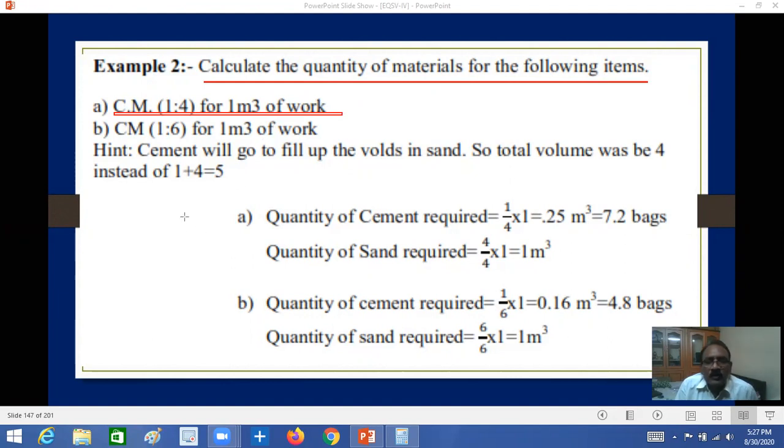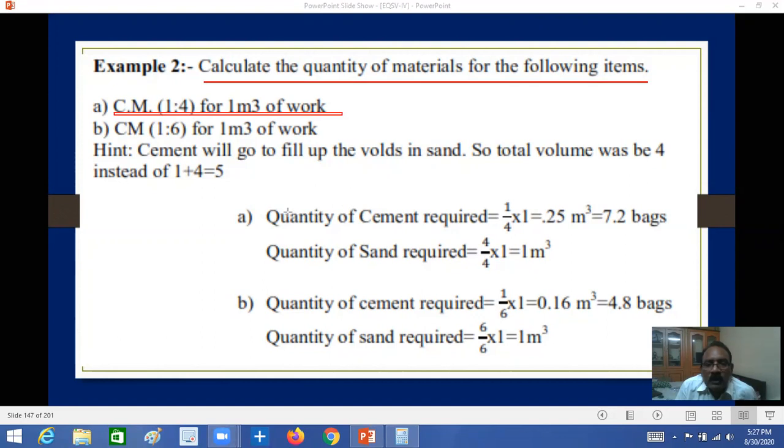If you mix cement and sand, there will be bags. When you add water, the volume reduces, so instead of 1 plus 4, which is 5, here you have to take 4.